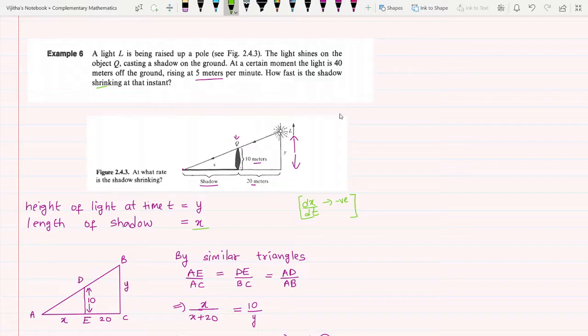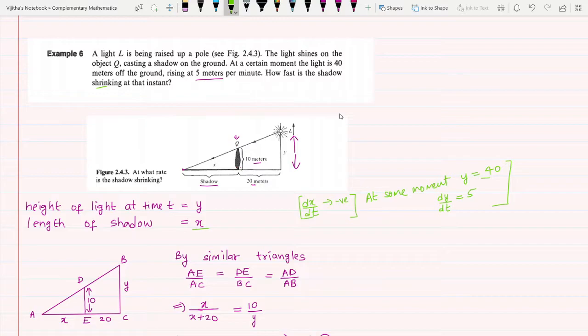Also, it is given that at a certain moment the light is 40 meters off the ground. So at some time we have this information. At some moment y takes the value 40, and at that time the rate of change dy by dt, since it is rising at 5 meters per minute, is positive 5. dy by dt is positive 5 when y is 40. That is also given in the problem.